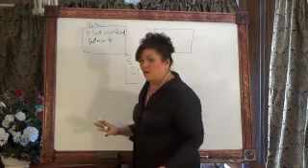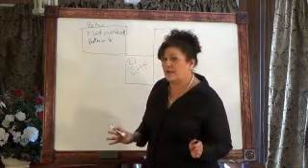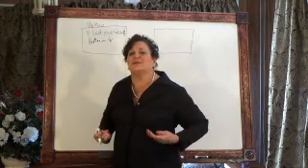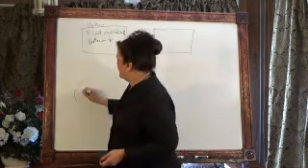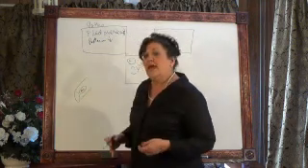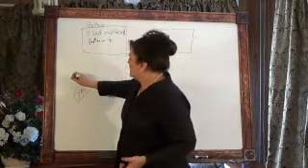If your protein's low, remember back to the A&P, when you have protein in your blood, you have oncotic pressure. So here I have a blood vessel, and if I have albumin in here, which is a protein, that gives me oncotic pressure.